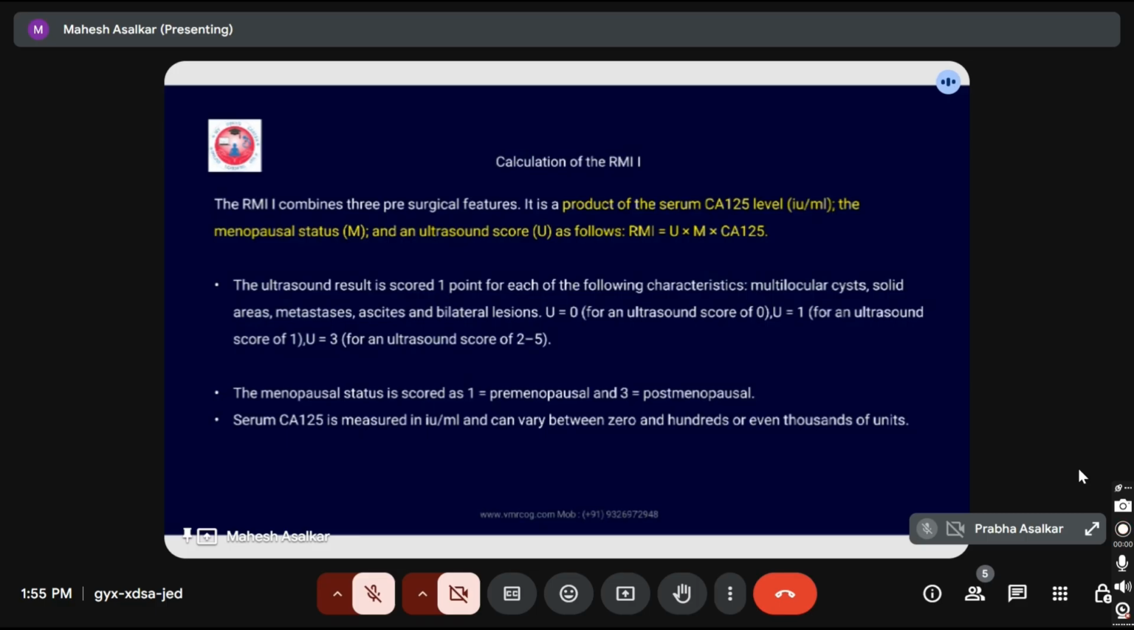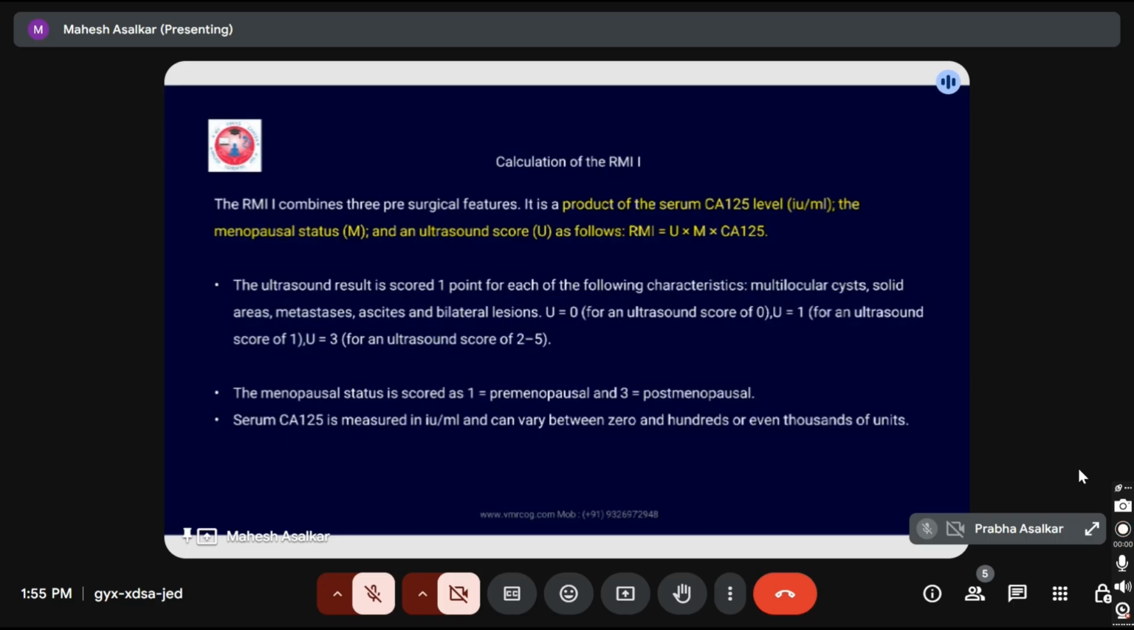Is it clear now? Simple RMI calculation. Okay, so first understand how to calculate the ultrasound score, then how to calculate the menopausal score. If we go wrong here in calculation of the score, then your answer will be wrong.